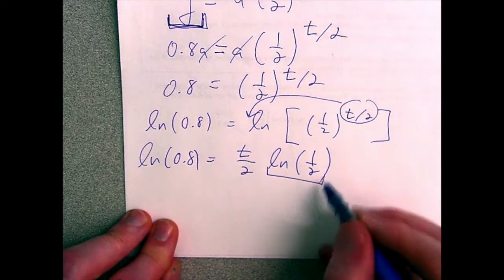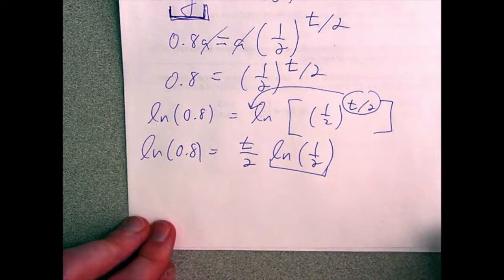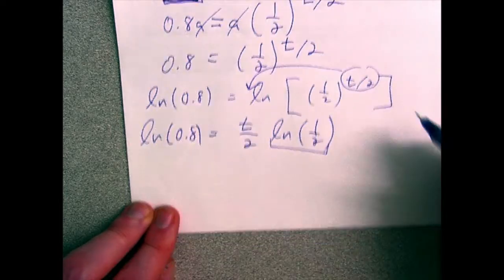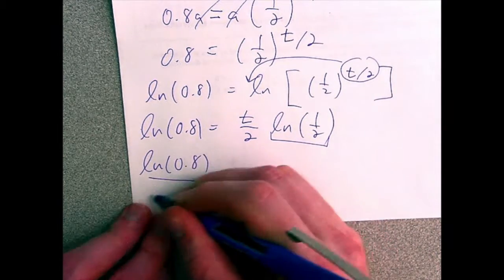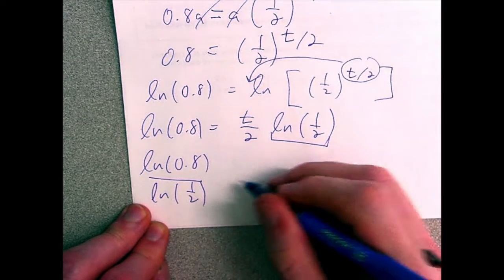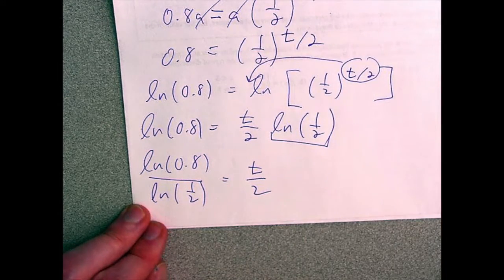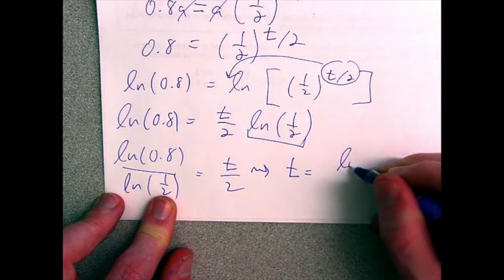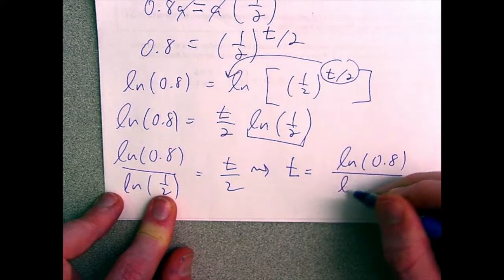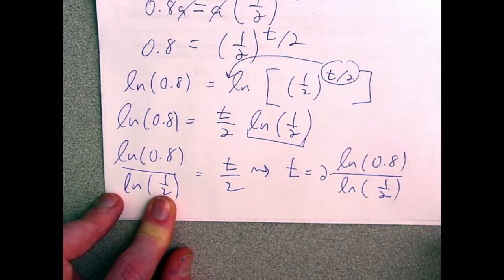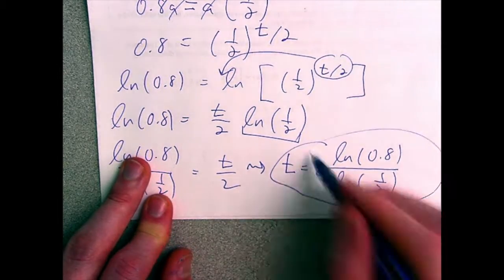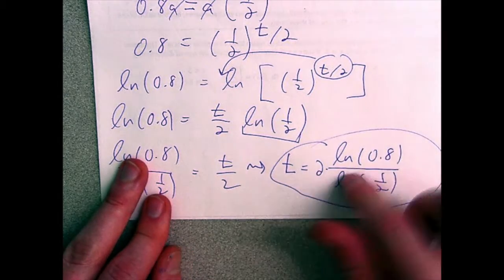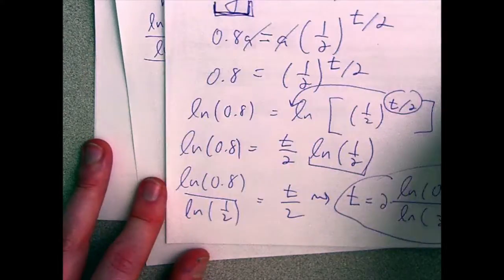All right, we're almost done. We just have to solve for t. This is a number, the 2 is a number. We just have to isolate the t. To get rid of the natural log of 1/2, just divide both sides by natural log of 1/2. So I have natural log of 0.8 over natural log of 1/2 is equal to t over 2. And then to get the t by itself, I just have to multiply both sides by 2. So that's going to give me t is equal to natural log of 0.8 over natural log of 1/2 times 2. And you can use your calculator to find this and get a decimal approximation, because this answer is obviously not very illuminating. Okay, let's do one more.